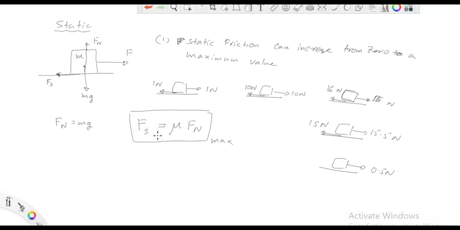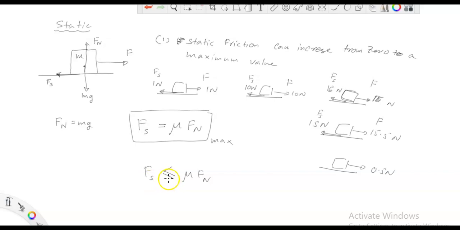It's important to remember that at lower values, this is not like a one constant number. Over here you apply a force, Fs is 1 Newton. Over here your force becomes 10 Newtons, Fs is 10 Newtons. Over here you apply 15, Fs is 15. Now you apply 15.5, Fs is still 15, so you are able to overcome the friction and move this object. So the better way to write this equation is Fs is less than or equal to mu times Fn. Fs can take any value from 0 to a maximum. The maximum it can be is mu times Fn, right?